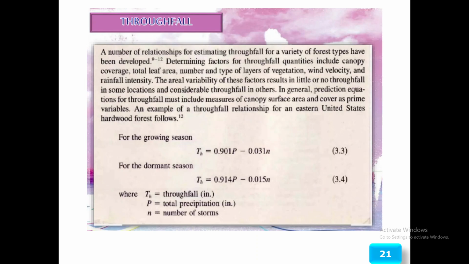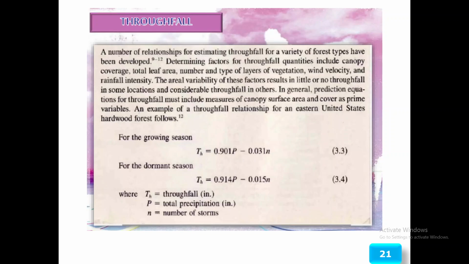And throughfall: a number of relationships for estimating throughfall for a variety of forest types have been developed. So determining factors for throughfall quantities include canopy coverage, total leaf area, number and type of layers of vegetation, wind velocity, and rainfall intensity. The areal variability of these factors results in little or no throughfall in some locations and considerable throughfall in others. In general, prediction equations for throughfall must include measures of canopy, surface area, and cover as prime variables. An example of a throughfall relationship for an eastern United States woodland forest follows.